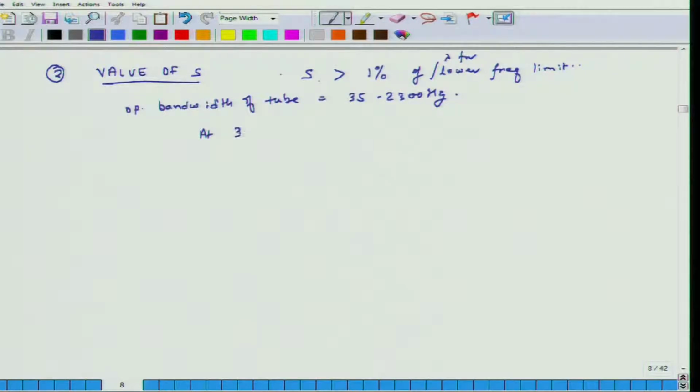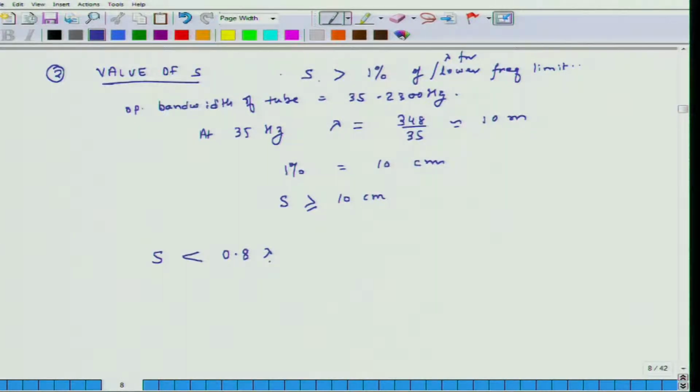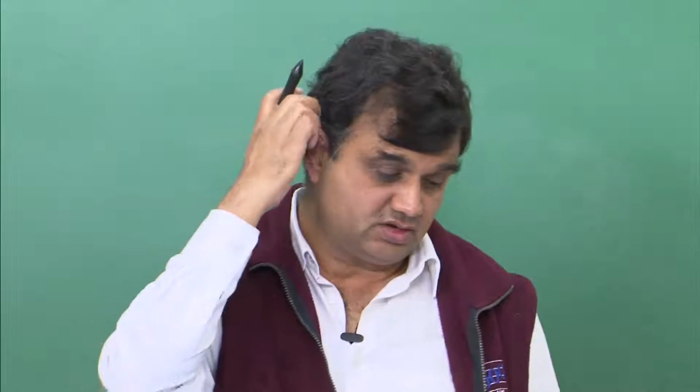So at 35 hertz, lambda equals 348 over 35, which is approximately equal to 10 meters. So 1% of it is 10 centimeters. So S should be more than 10 centimeters. This is one consideration. Okay. There is another consideration, and the other consideration is that spacing should be less than 0.8 times lambda for the upper frequency limit. This is the second consideration. So to calculate S, we have to be in this range.